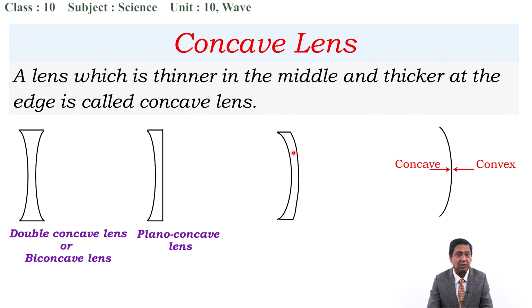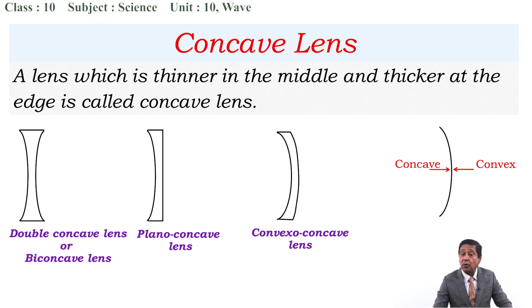But one of the surfaces is convex. Look at this, the surface is convex, bulging out. Yeah, and that's why this is called convexo-concave lens. This way, concave lens can also be divided into double concave lens, plano-concave lens, convexo-concave lens. These three are the types of concave lens.